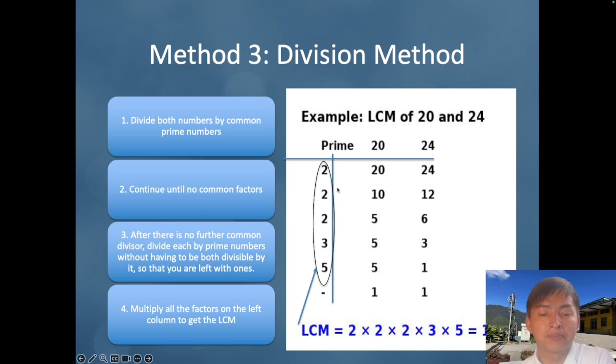After getting 1 at the end, all you have to do is multiply the factors on the left hand side. So it would be 2 times 2 times 2 times 3 times 5. So if you find the multiplication, it would be 120. So 120 is the LCM of 20 and 24.